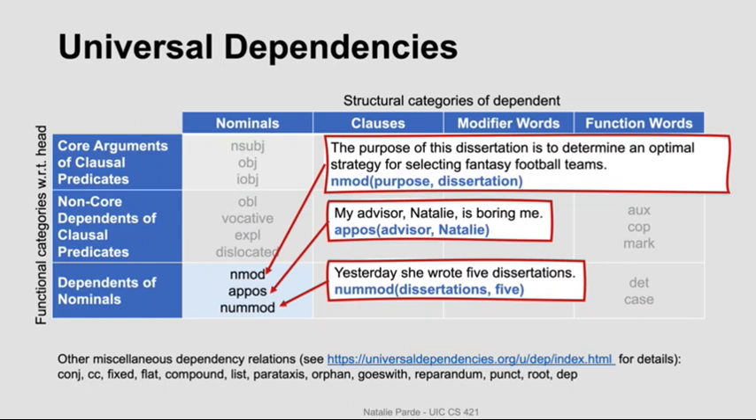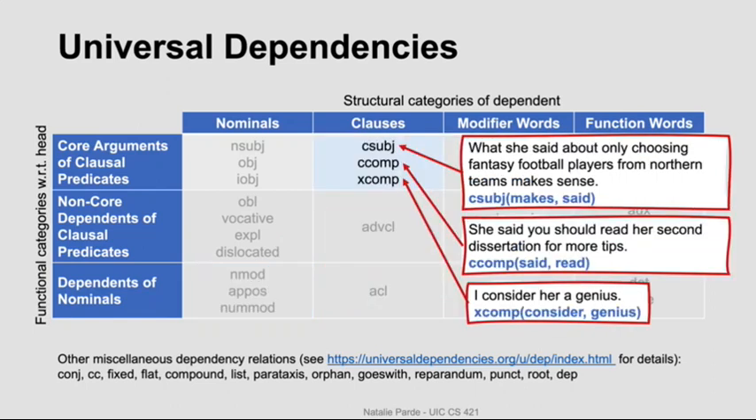And then we have nominals that act as the dependents of other nominals. This group of dependencies includes some pretty common relations, such as nominal modifiers, appositional modifiers, and numeric modifiers. Moving over to the right in our table, we start out with clauses that act as core arguments of clausal predicates. This is a pretty common group of dependency relations and includes things like clausal subjects, where the subject itself is a clause, clausal complements, where a clause functions as an object, and open clausal complements, which are clausal complements that don't have their own subjects.